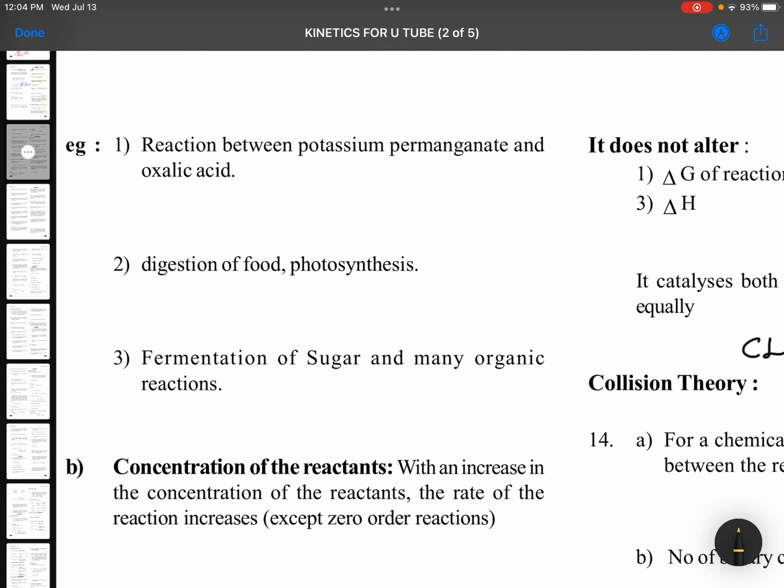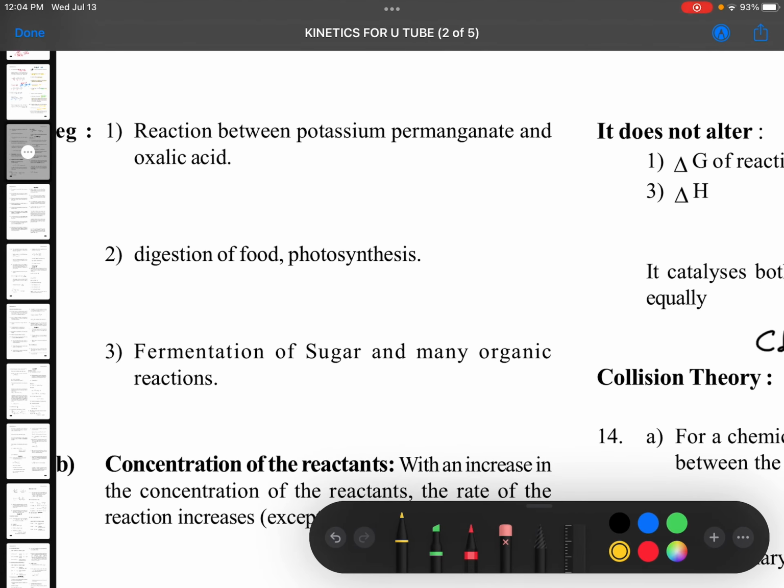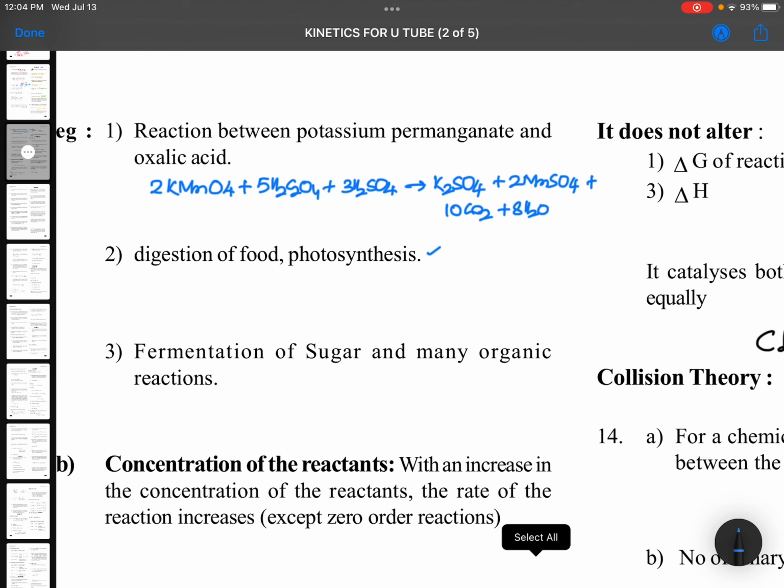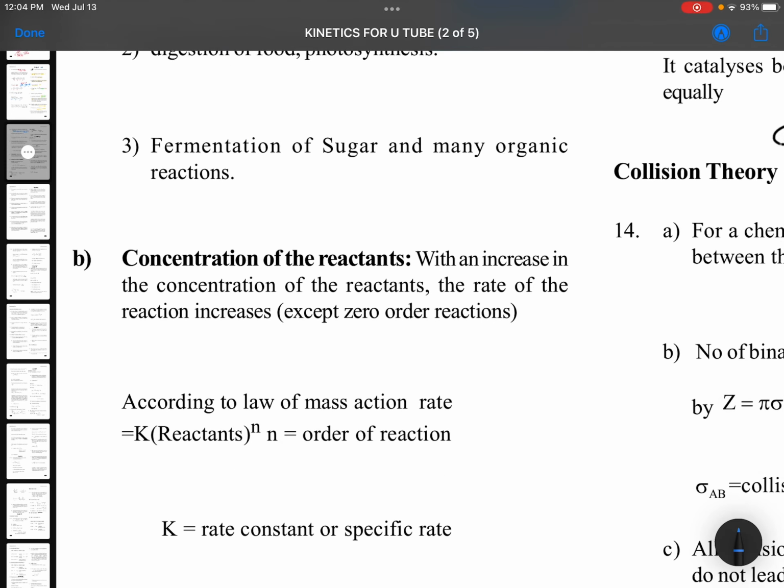Let's come to that point. Reaction between potassium permanganate and oxalic acid. Do you remember this reaction? 2KMnO4 plus 5H2C2O4 plus 3H2SO4 gives K2SO4, 2MnSO4, 10CO2 and 8H2O. So many bonds to break. That's why these reactions are generally slow reactions. Digestion of food, photosynthesis, fermentation of sugar, many organic reactions are generally slow. Because these reactions are covalent reactions, we need to break the bonds and make the bonds.